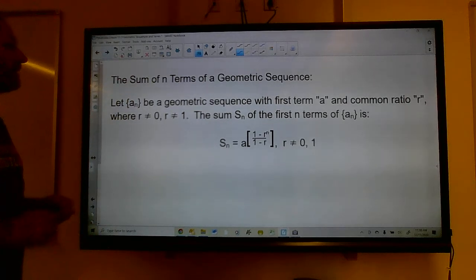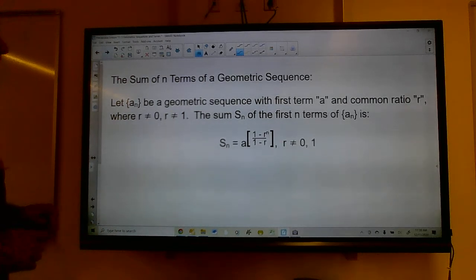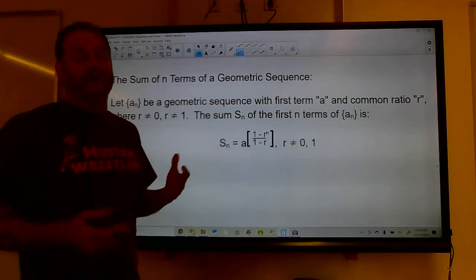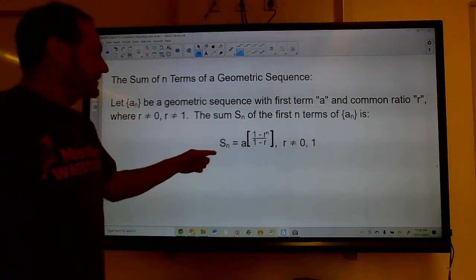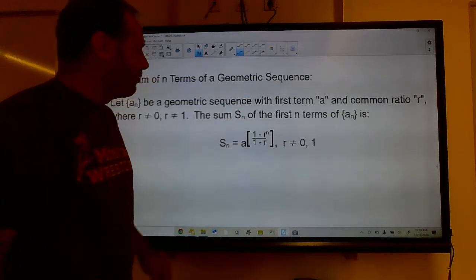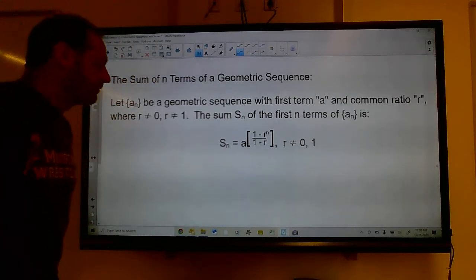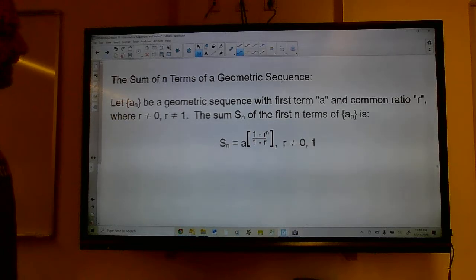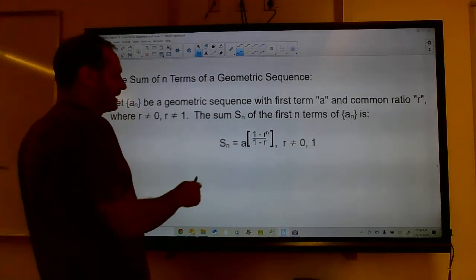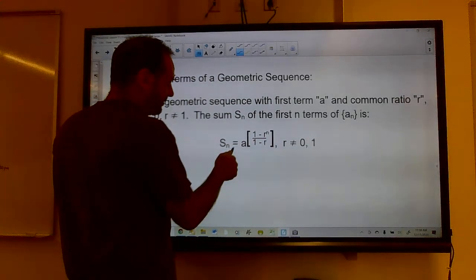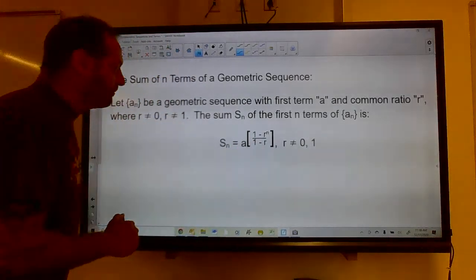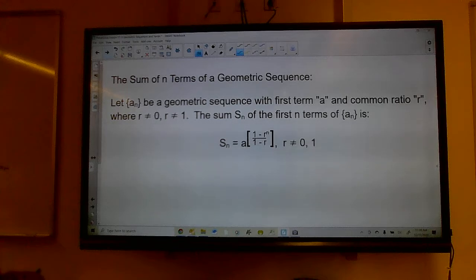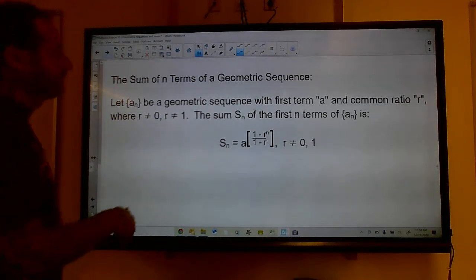Okay, the sum of n terms of a geometric sequence. So now I've got a geometric sequence, and I'm going to add them all up. And that formula is S sub n equals a times 1 minus r to the n over 1 minus r. I'm sorry, let me say it again. S sub n, the sum of the first n terms, is a times 1 minus r to the n, over 1 minus r, where r is not equal to 0 or 1. That's my formula. It's on your formula sheet.